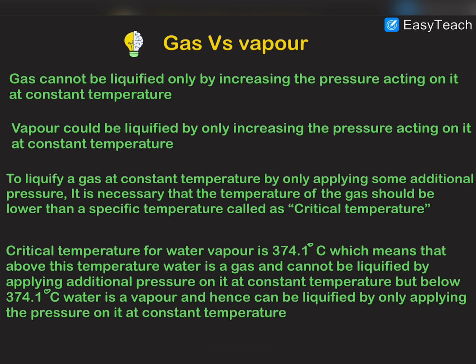To liquefy a gas, we must decrease the temperature of that gas below the critical temperature, which is the boundary between the gas and vapor phase. So if we have to liquefy a gas, we should decrease its temperature below the critical temperature, and then we can liquefy that gas by only applying pressure without changing its temperature. And that critical temperature for water vapor is 374.1 degrees Celsius.